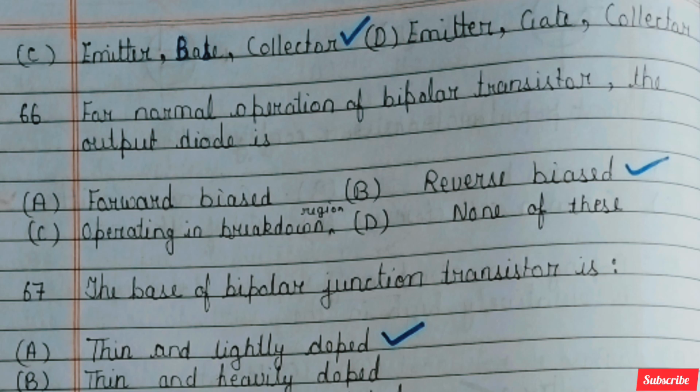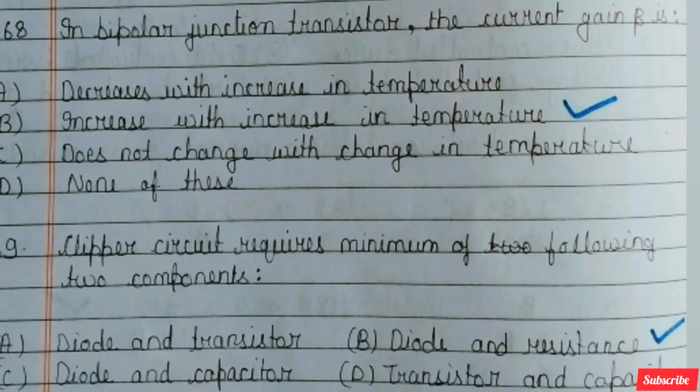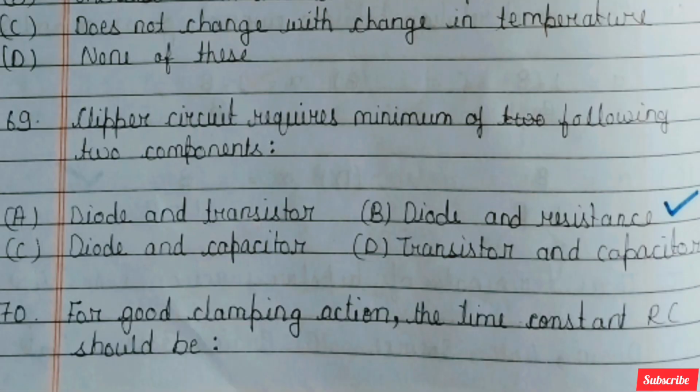Next question, for normal operation of bipolar transistor the output diode is. Option B is right. Next question, the base of bipolar junction transistor is. Option A is right. In bipolar junction transistor the current gain beta is. Option B is right. Next question, clipper circuit requires minimum of following two components. Option B is right.